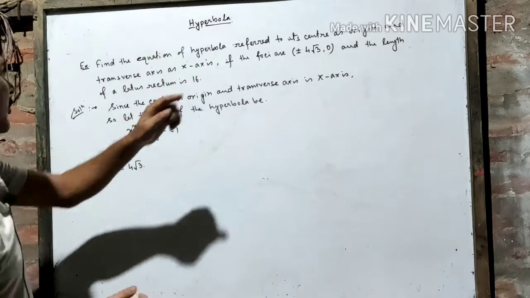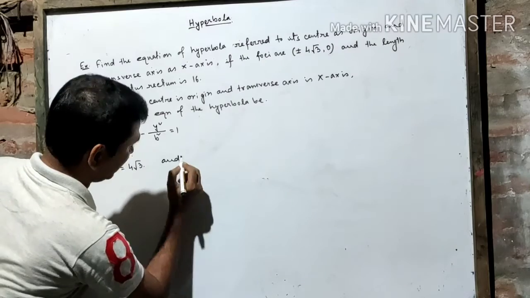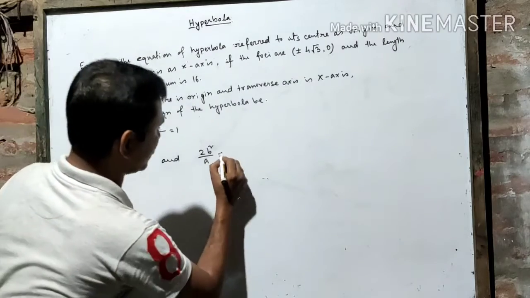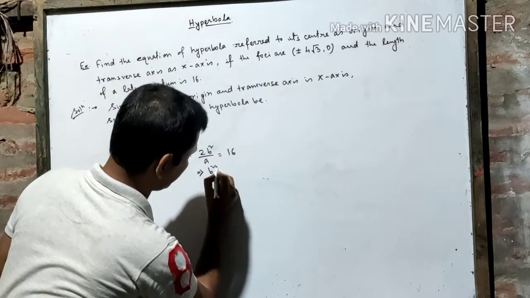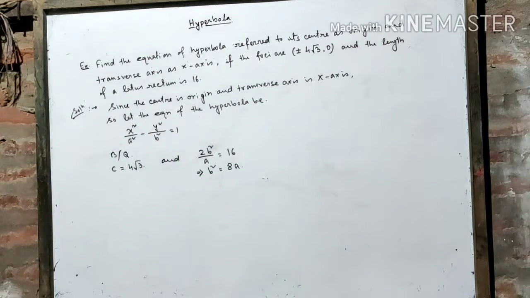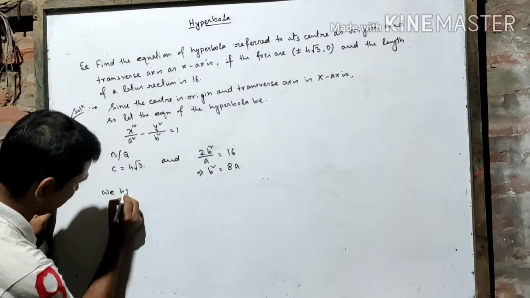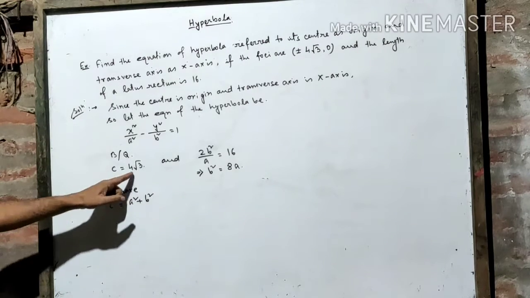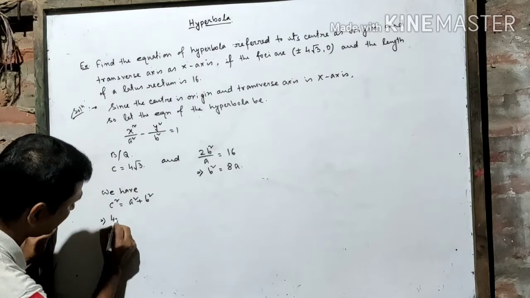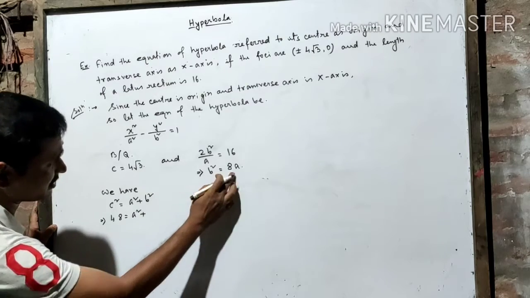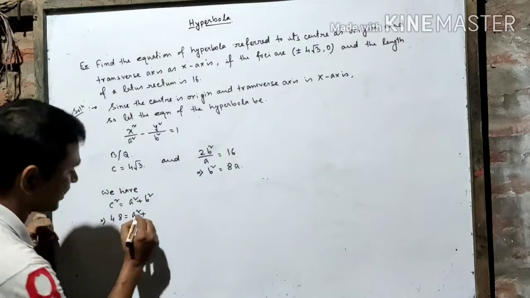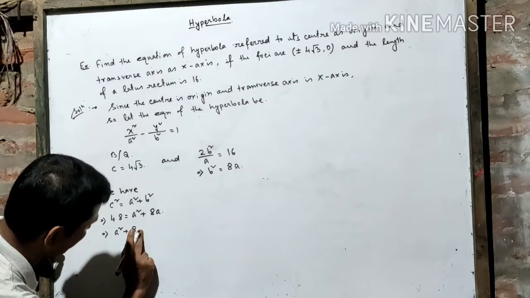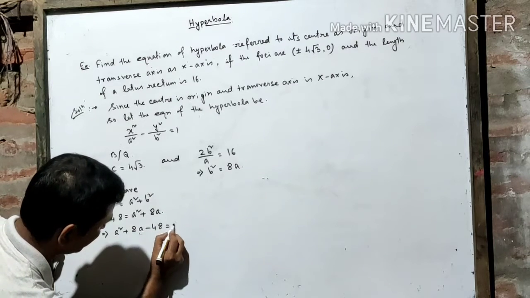And the length of the latus rectum is 2b square by a, and this is given to be 16 units. So we will get b square is equal to 8a. Now we have a formula, c square is equal to a square plus b square. And what is c square? c square is 48. Therefore 48 is equal to a square plus b square, which is 8a. This implies a square plus 8a minus 48 is equal to 0.